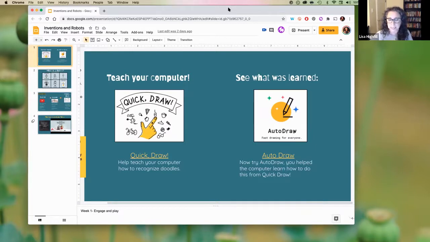Then we go into the other one, AutoDraw, which is the application of that knowledge, now that the computer knows what your doodles are. We go in there and it's a drawing program and you could draw whatever you want. So I always start off, I never can draw a bicycle. I'm terrible at drawing bicycles. So I'll start off drawing a wheel, and all these pictures pop up at the top. Like they might think it's a donut. That donut always shows up.